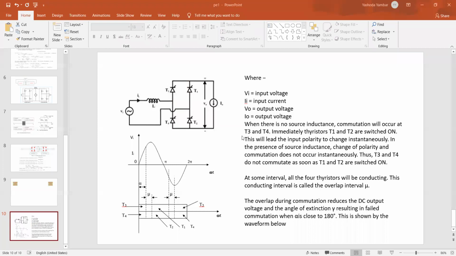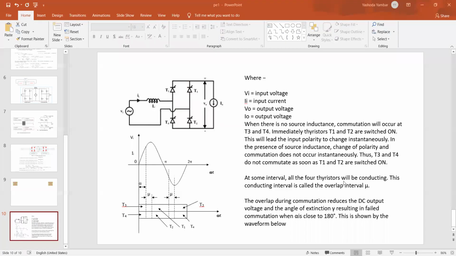Now after omega t is equal to 180 degrees, if you are giving a firing pulse to T1 and T2, then there is a condition where all the 4 SCRs will be conducting if you have source inductance. You can see here, when there is no source inductance, commutation will occur at T3 and T4. But in the presence of source inductance, change of polarity does not occur simultaneously. Thus, T3 and T4 do not commutate, and T1 and T2 are switched on.